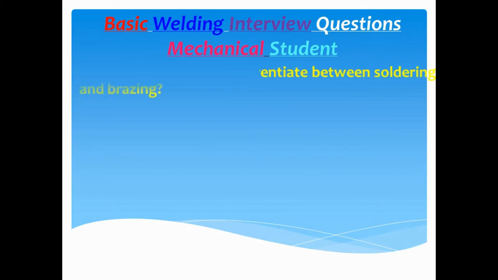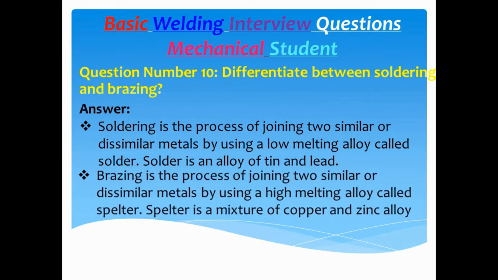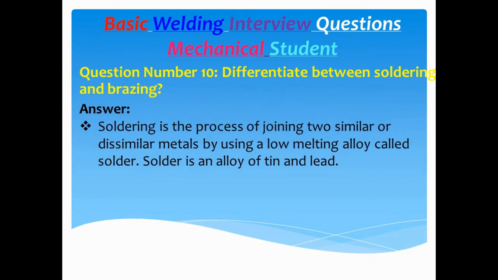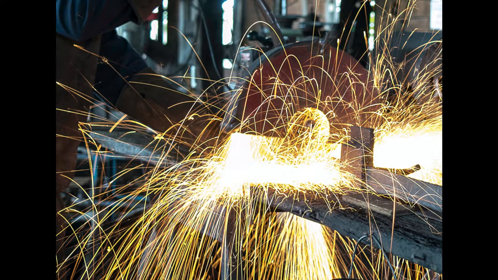Question number 10. Differentiate between soldering and brazing. Answer. Soldering is the process of joining two similar or dissimilar metals by using a low melting alloy called solder. Solder is an alloy of tin and lead. Brazing is the process of joining two similar or dissimilar metals by using a high melting alloy called spelter. Spelter is a mixture of copper and zinc.